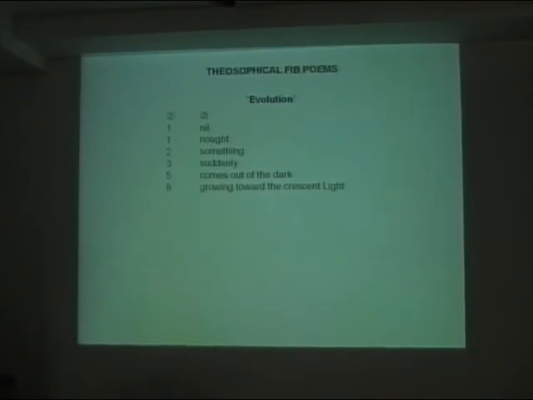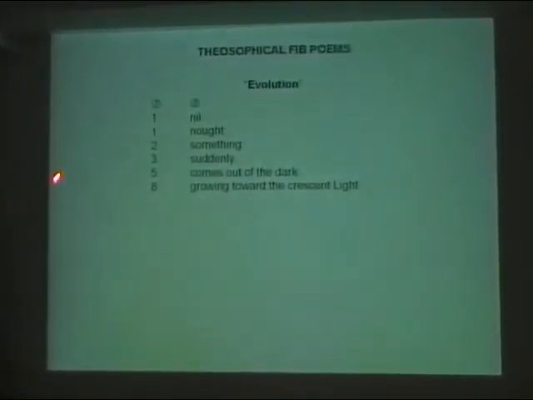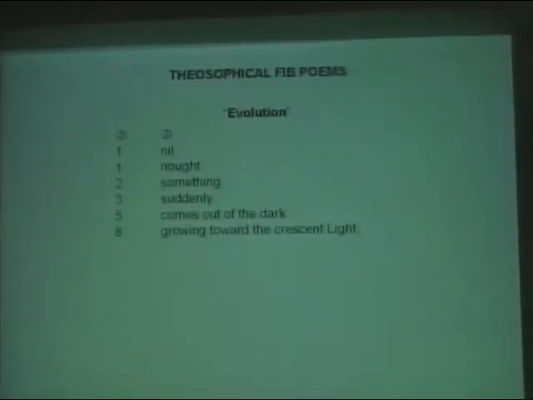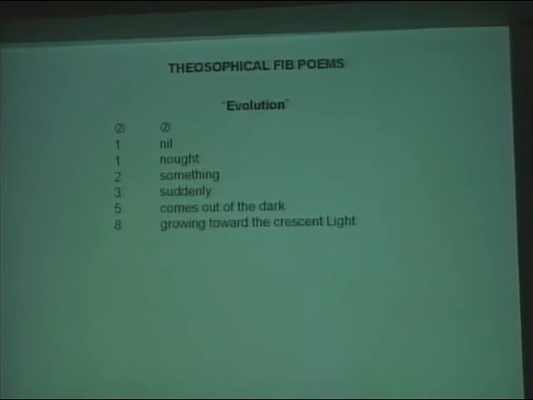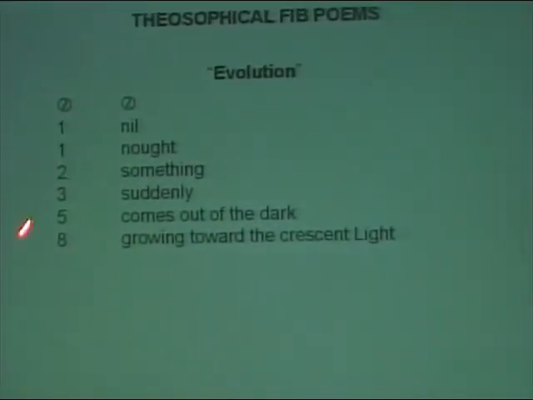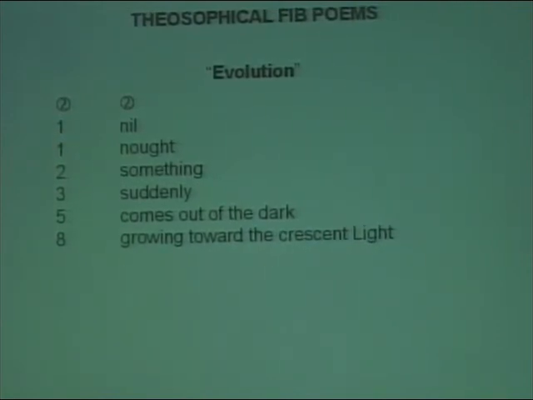Oh, all right. I'm sorry, we have these little circle 2s. That should be 0 with a line through it. All right, naught, null, right? Because the first line isn't there, which is very theosophical, right? You begin with nothing, and then the next line is 1, and this is like the operas that Harold was talking about the other night, where you get the 1 beat, and then 2 beat, Fibonacci sequence, right? Okay: nil, naught, something suddenly comes out of the dark, growing toward the crescent light.